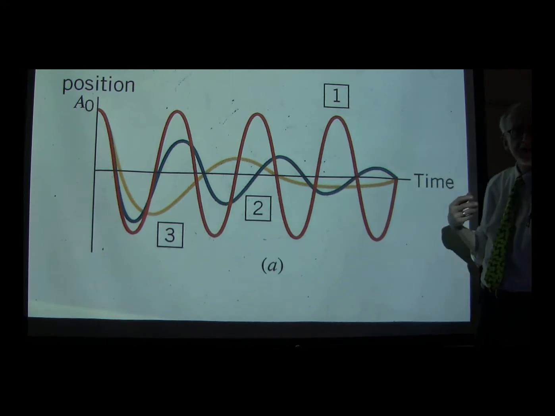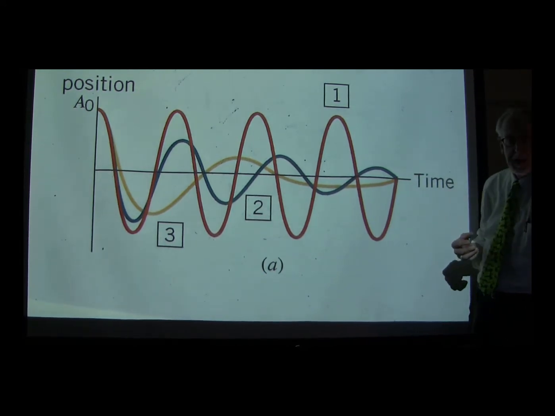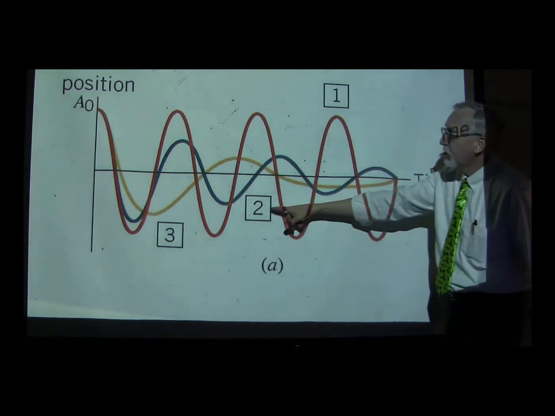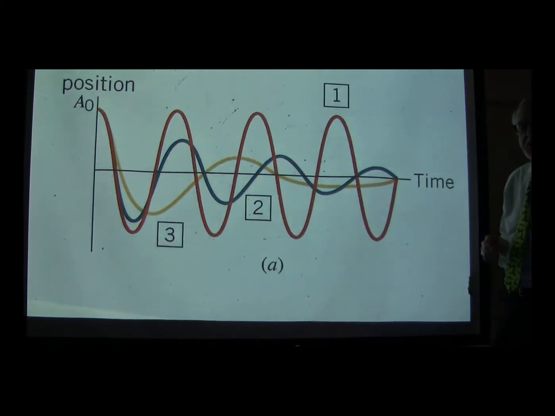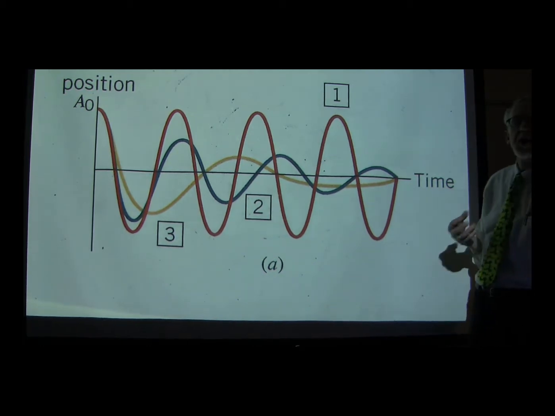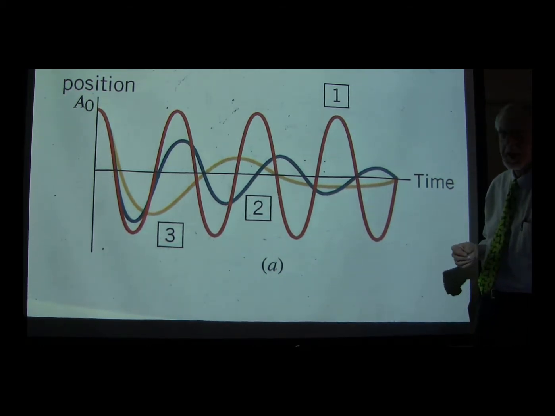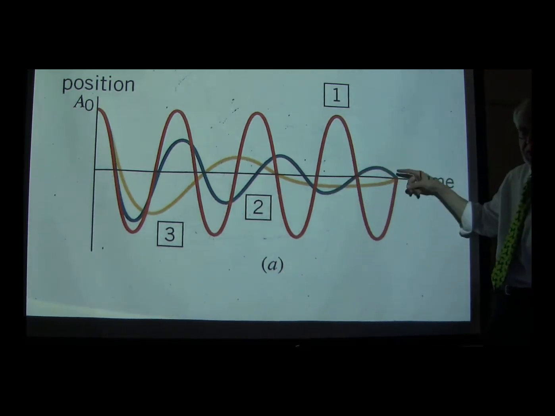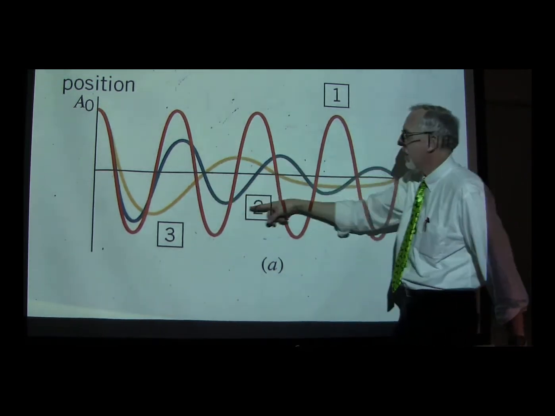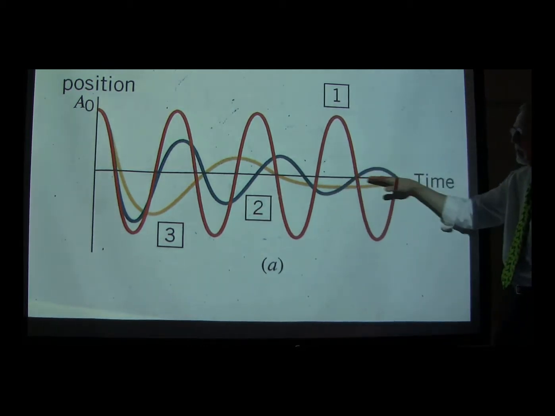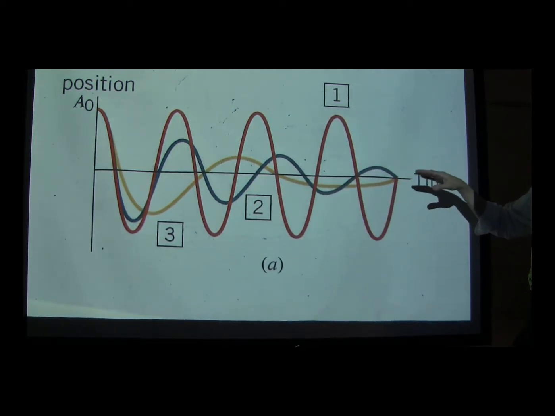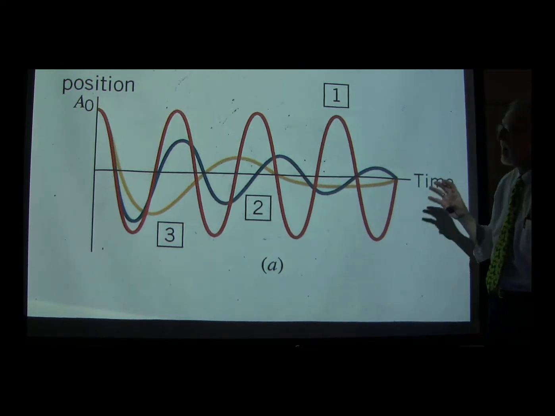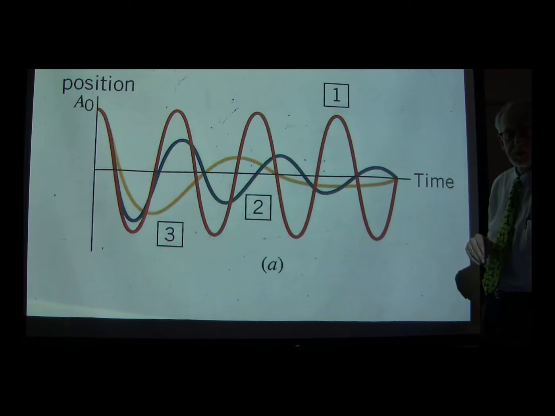Line 1 is an oscillator with no damping, an undamped oscillator. Oscillators 2 and 3, with a relatively small amount of damping, are called underdamped oscillators. Now, we know they're underdamped because they still oscillate. They're still going up and down and up and down. Even though the amplitude is decreasing, they are still oscillating. Still oscillating is a sign that it is underdamped, as long as the amplitude is decreasing.